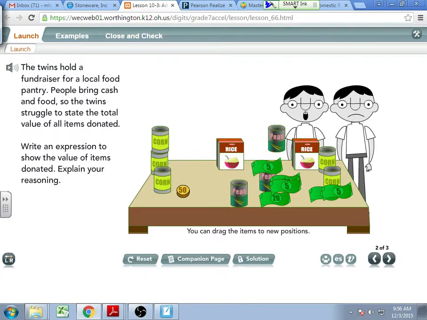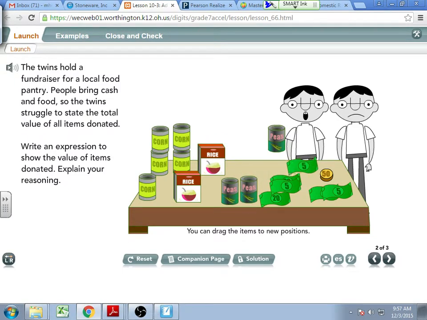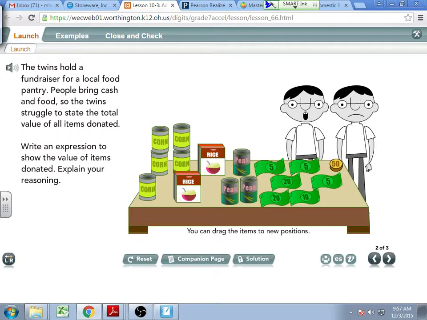So we got corn, corn, more corn, even more corn. People love corn. We've got some boxes of rice. And we've got some peas. And then some money of different amounts. So now we've organized. So now how do you think I can write out an expression to represent what we've had donated?